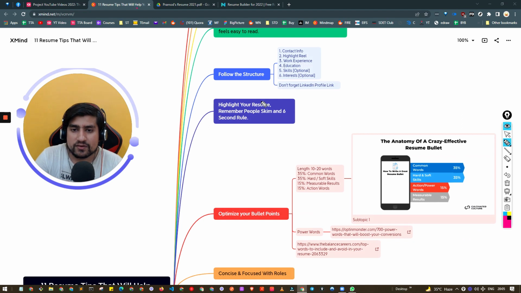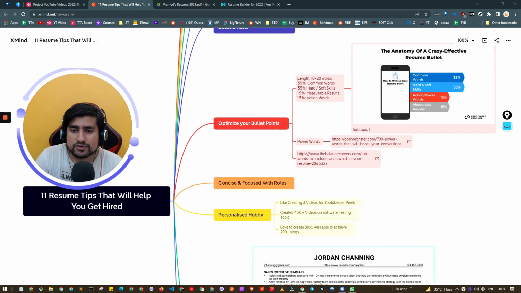Okay. Again, I have told you, right? Highlight the numbers, highlight your resume. Remember, people generally skim, and remember the 6 second rule. The 6 second rule always says that you have to mention keywords and numbers in your resume. That will really, really make sense. Okay. Here, if you see, you have to optimize your bullet points. Here they are clearly saying that you have to optimize your bullet points.